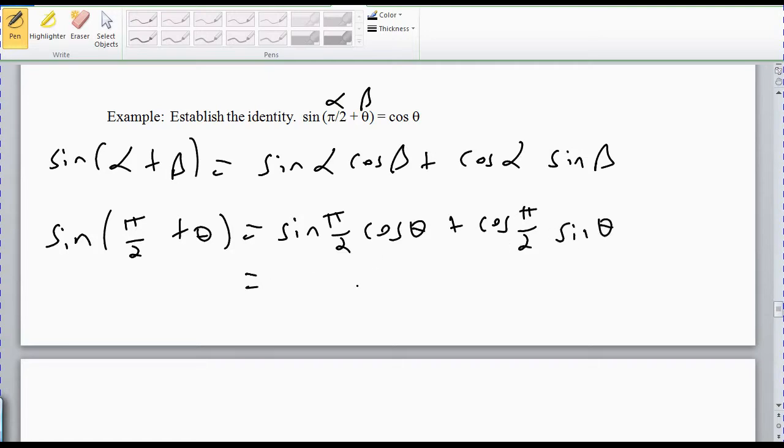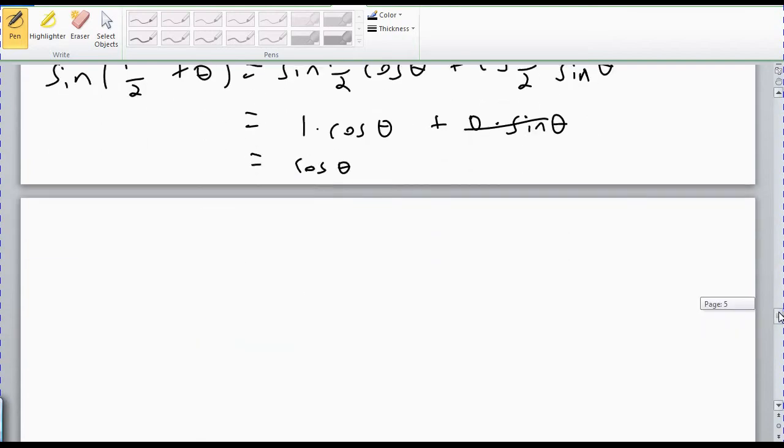Sine of pi halves, if you look at a unit circle, if you use your calculator, you'll see that the answer is 1. And then cosine theta, we leave it as cosine theta. And then cosine of pi halves, you'll see that it is a 0 times sine theta. And 0 times anything is 0. 1 times cosine theta is cosine theta. That's what we're trying to get to. Established.